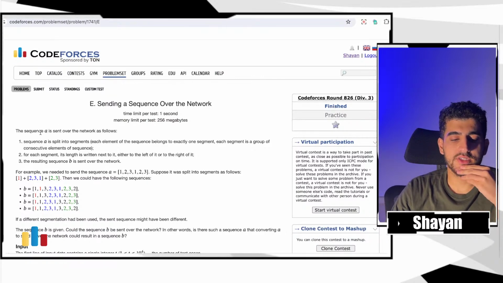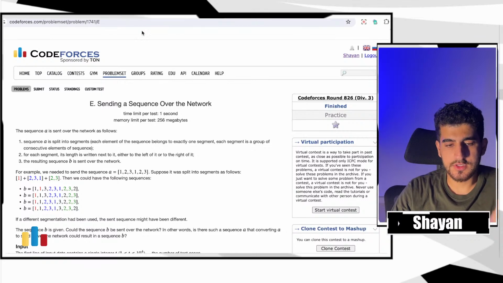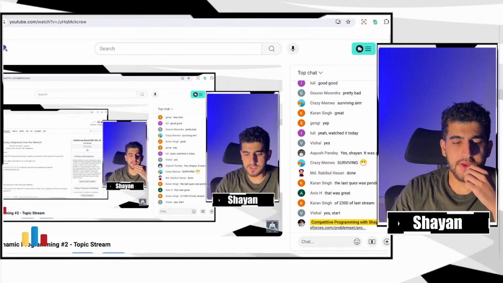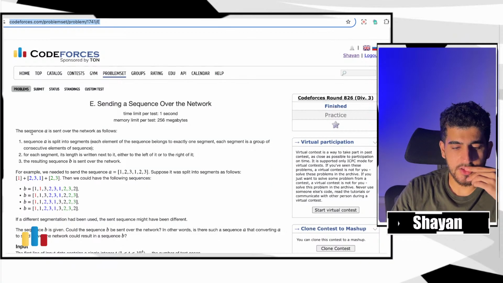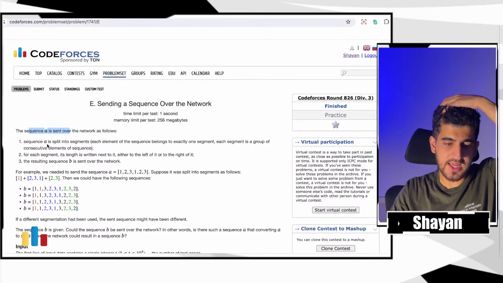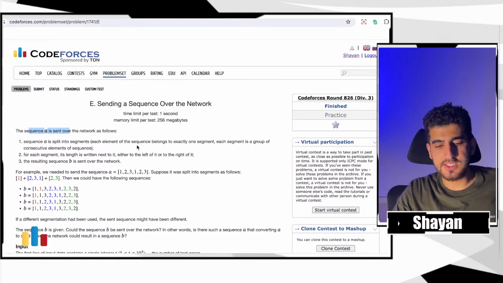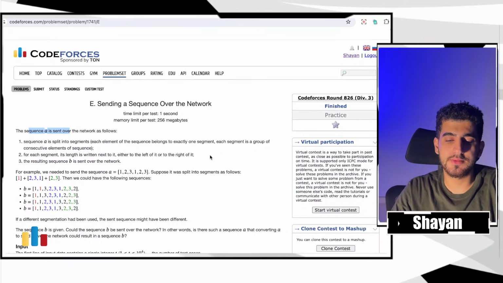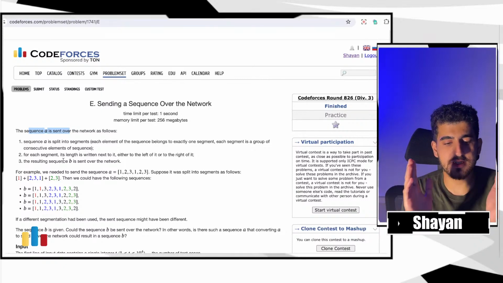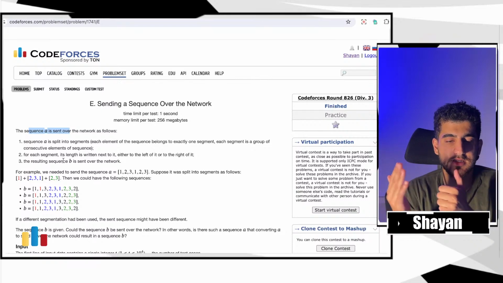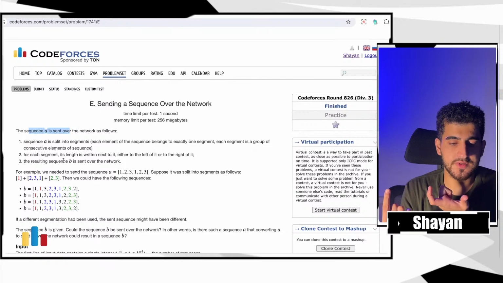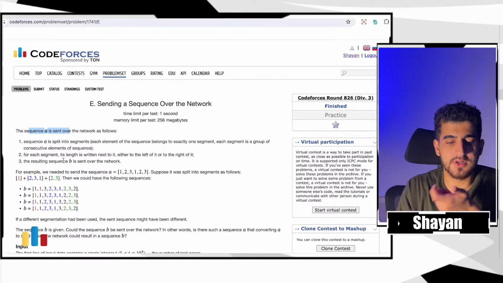You have a sequence. The sequence A is sent over the network as follows. This is the link of it. Let me send the link in the chat as well. So the first problem states that sequence A is split into segments. Each element of the sequence belongs to exactly one segment, and each segment is a group of consecutive elements of the sequence. We know that for each segment its length is written next to it, either to the left or to the right of it, and the resulting sequence B is sent over the network.